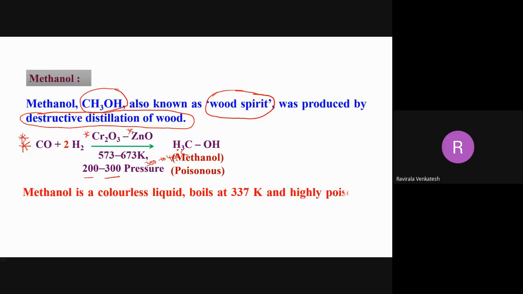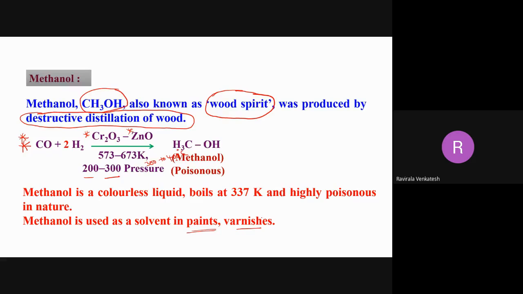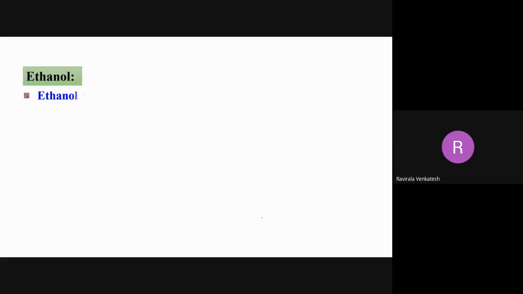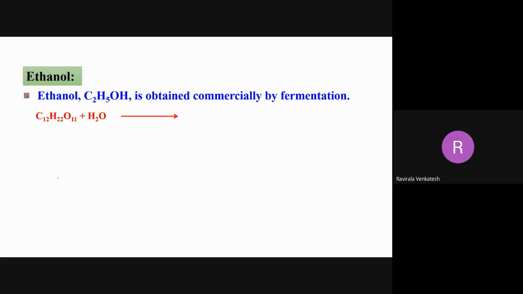Methyl alcohol is poisonous. Compared to ethanol, methanol is highly poisonous. Why? Because methanol on undergoing oxidation forms formic acid, which is very dangerous. That is the reason it is poisonous. It can be used in paints and varnishes.